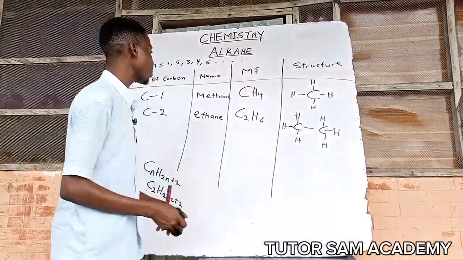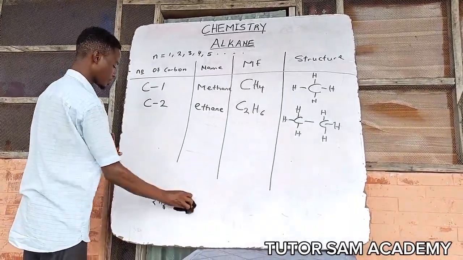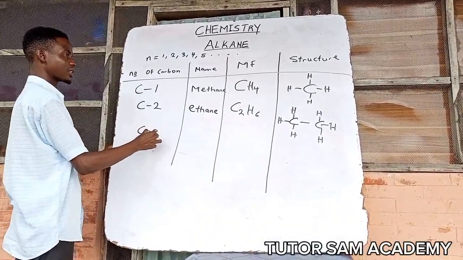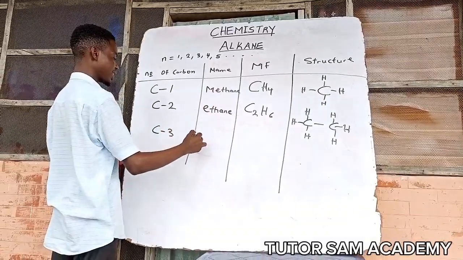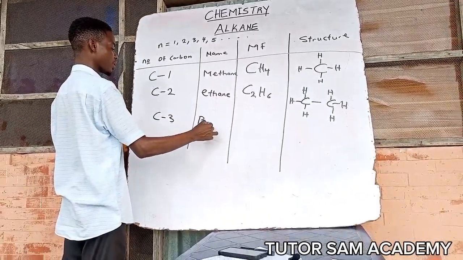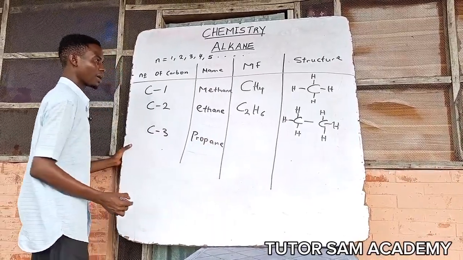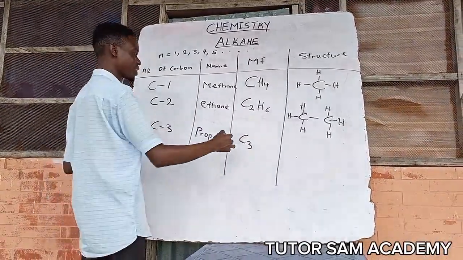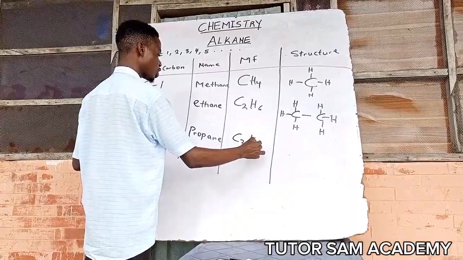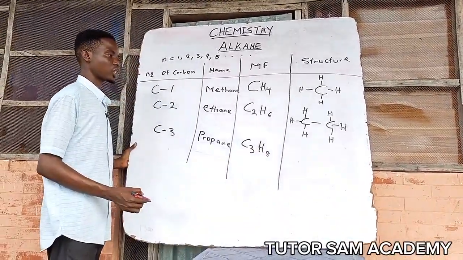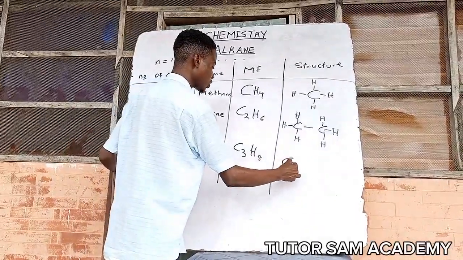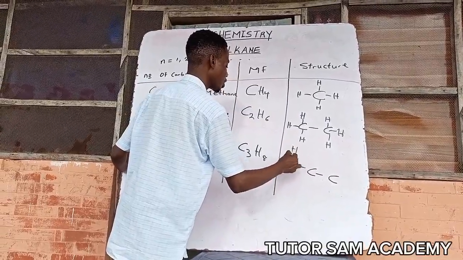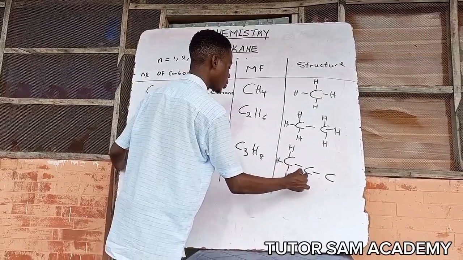So the third member, when carbon is 3, we'll have C3. So here we have methane, ethane. Here will be propane. And propane will be C3. When you substitute into that general formula, it will be C3H8. So structurally, it will be carbon, I will have my hydrogen bonded to each carbon.